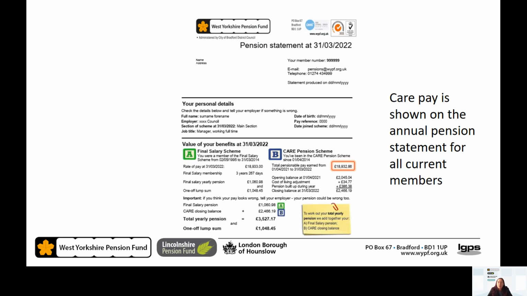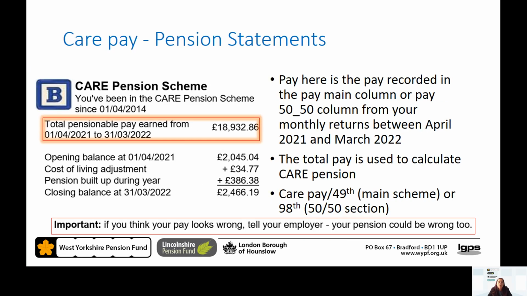The total pay that we've added together using your monthly returns is then shown on the member's annual pension statement for all current members, and it's shown there as the CARE pay. So you can see here that we've totaled up somebody's CARE pay to work out at £18,932.86. This is then quoted on the member's annual pension statement, and this pay here has been totaled up using the pay that's been recorded on the pay main column or the pay 50/50 column from your monthly returns between the 1st of April 2021 and the 31st of March 2022.